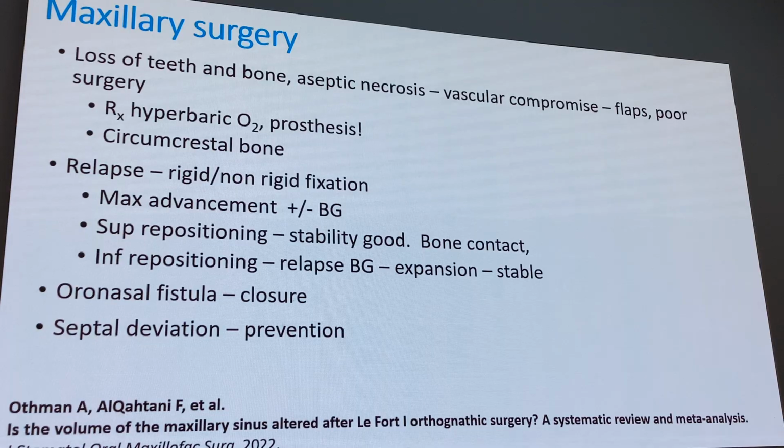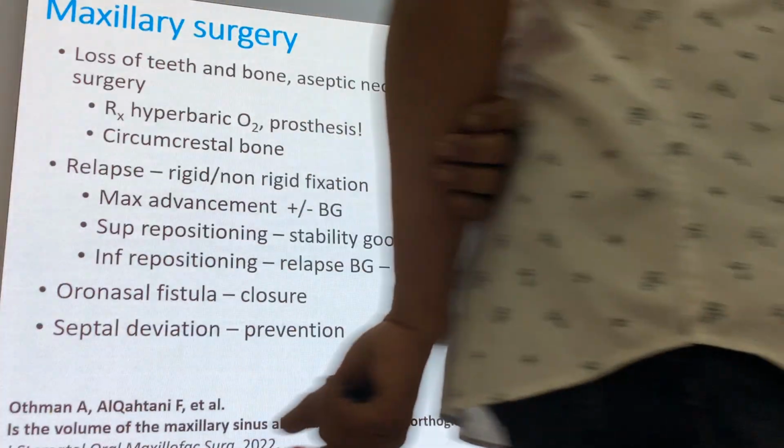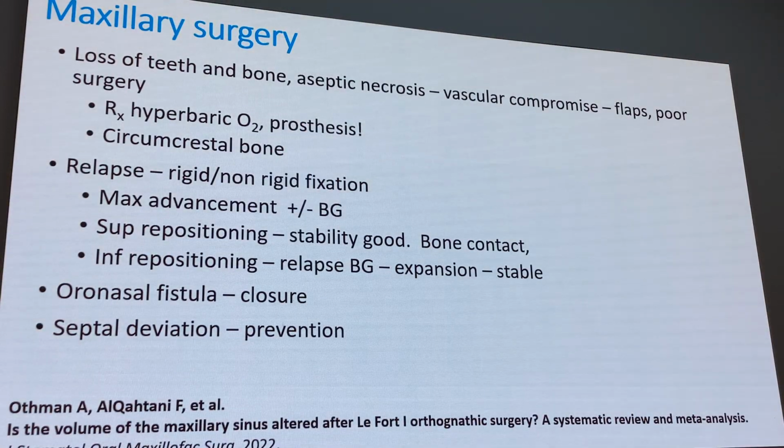Now, coming to maxillary surgery. I put it all in one slide or 2 slides. These are all the complications that you may encounter. Loss of teeth, aseptic necrosis, vascular compromise. Need for hyperbaric oxygen, questionable. If teeth go, can you give prosthesis? Yeah. Patient has to accept. So with anterior segmental osteotomy or Le Fort 1 osteotomy, when you combine a procedure, there is a chance that the anterior segment can get necrosed.